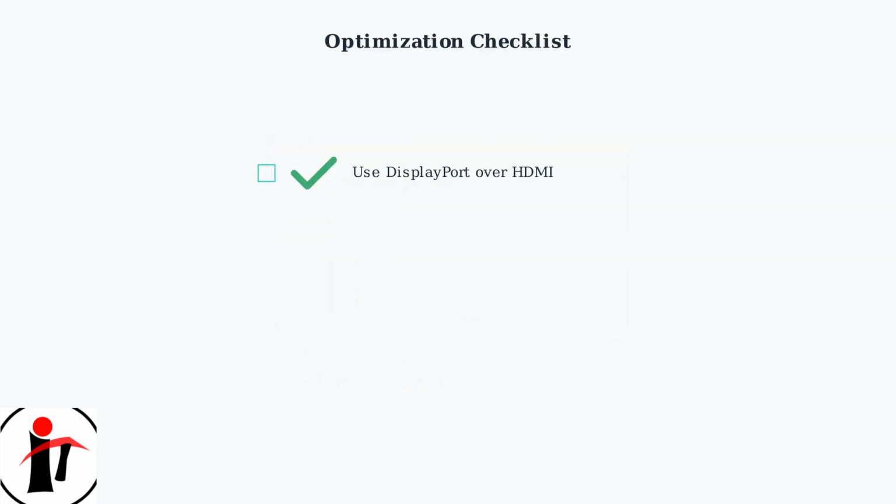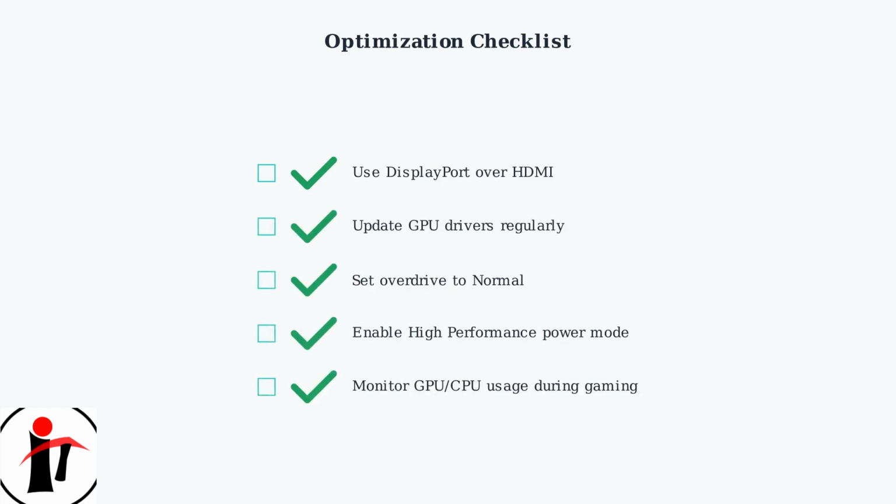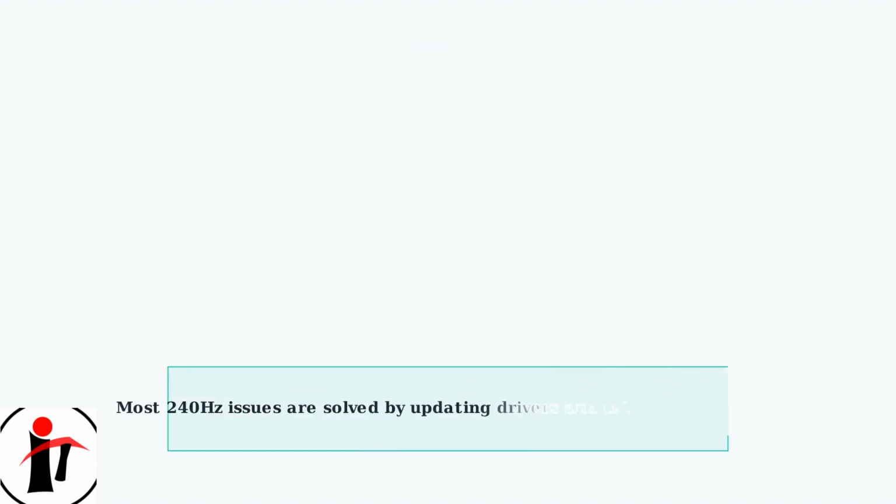Follow this optimization checklist for the best 240 Hz experience. Use DisplayPort connections when possible, keep drivers updated, and monitor your system performance. Setting overdrive to normal prevents flickering while maintaining fast response times. Remember, most 240 Hz problems stem from outdated drivers or incorrect cables. Start with these basic fixes before exploring advanced troubleshooting options.